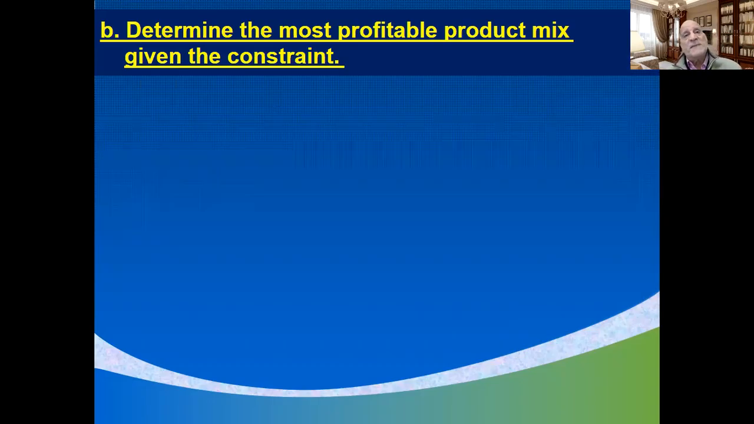Second step, step number 2: determine the most profitable product mix given that constraint. A basic principle of theory of constraints analysis is that short-term profit maximization requires maximizing the contribution margin through the constraint, which is called the throughput margin or throughput contribution.